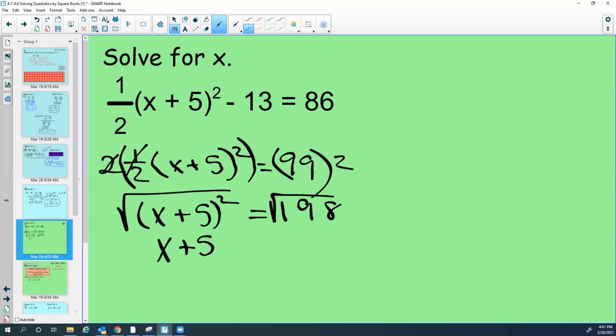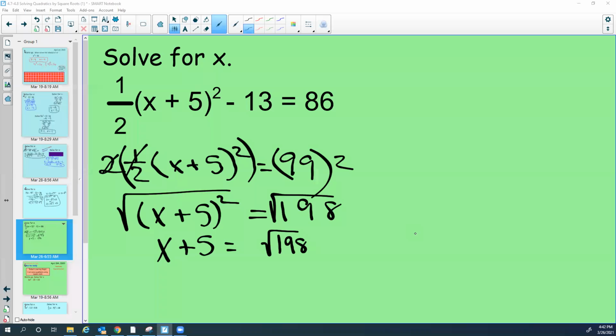X plus 5 equals, is the square root of 198 a perfect square? It is not, okay? All right, so I know if I don't simplify my radical, my answer is going to be x equals negative 5 plus or minus the square root of 198. Now, we technically should simplify this radical, so let's go ahead and do that.